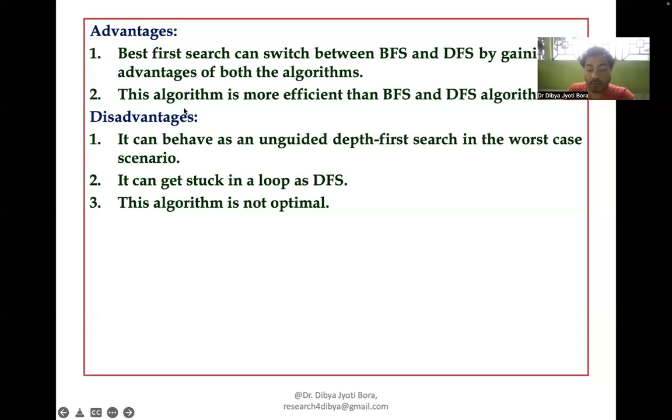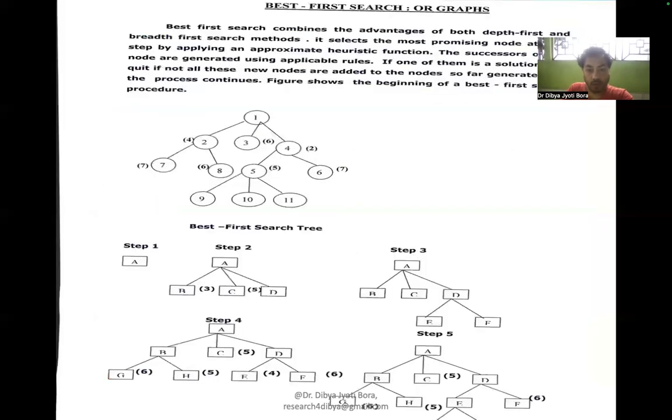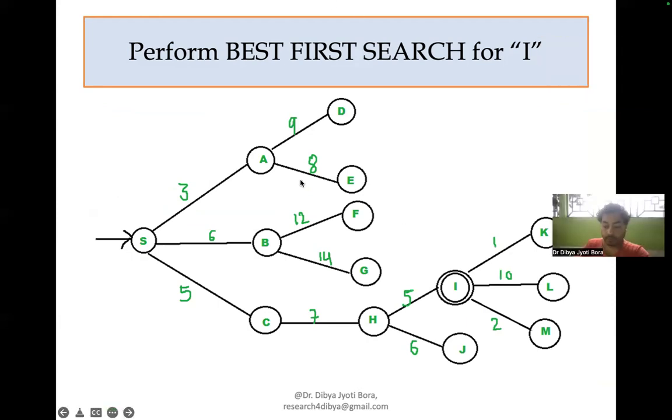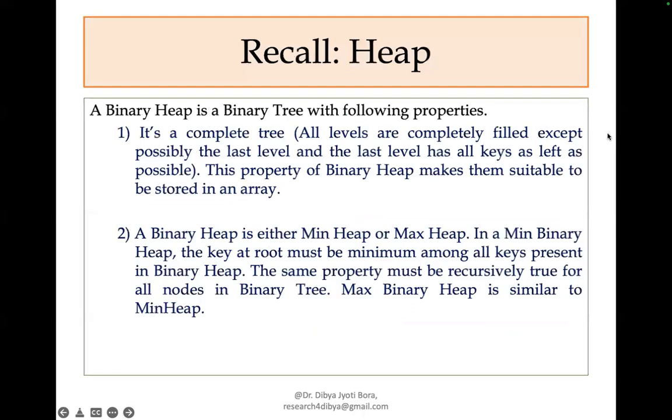So we discussed the Bayes parsers last class, right? We have gone through one problem. You can take a screenshot of this also. This we need to perform Bayes parsers for I. To do that, then heap is what? A binary heap is a binary tree with the following property.